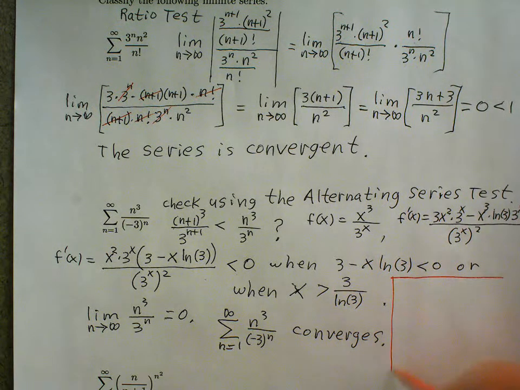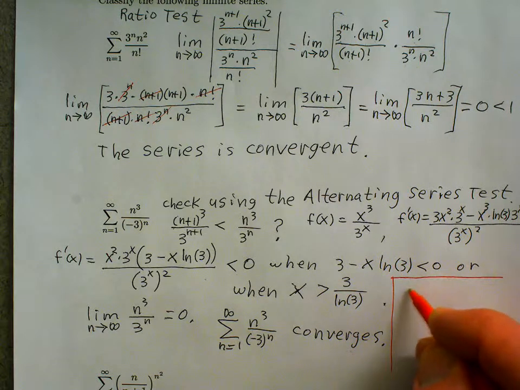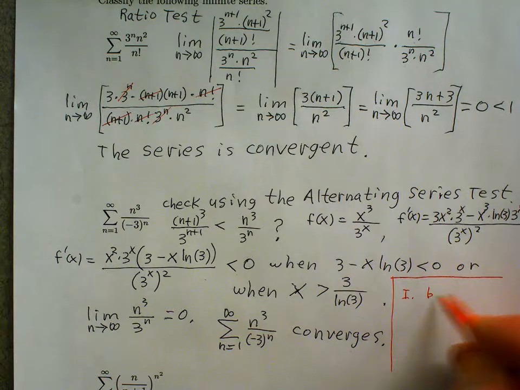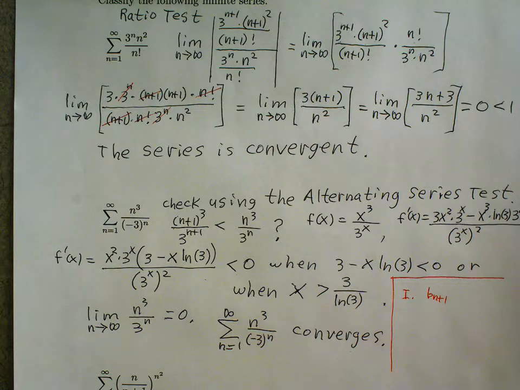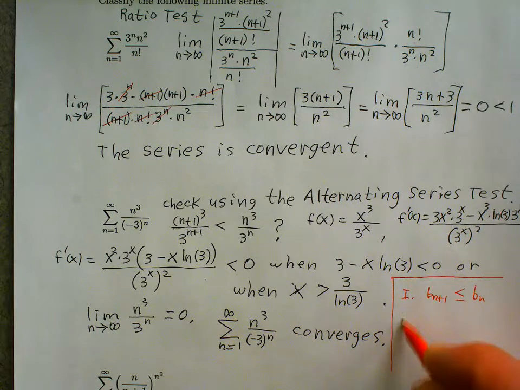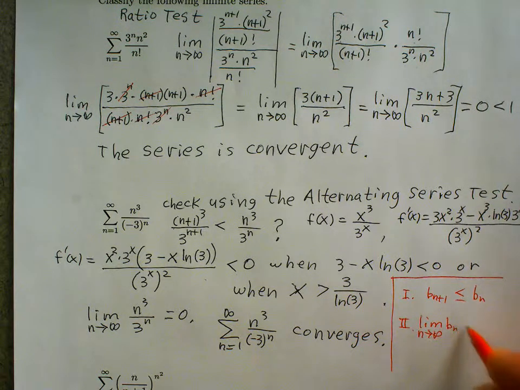So to emphasize the alternating series test, the two conditions: one is that b sub n plus 1 is eventually less than or equal to b sub n. And then the second condition is that the limit of the sequence b sub n is 0.